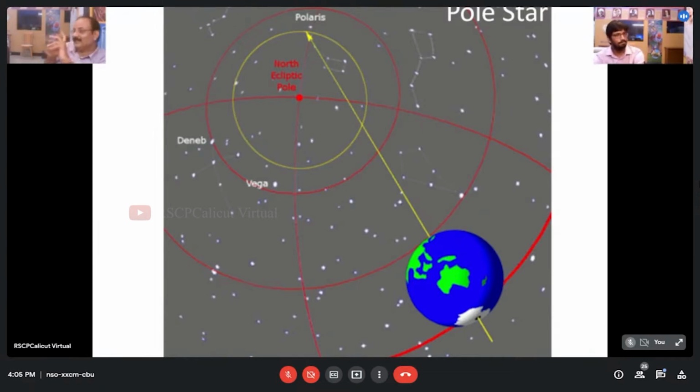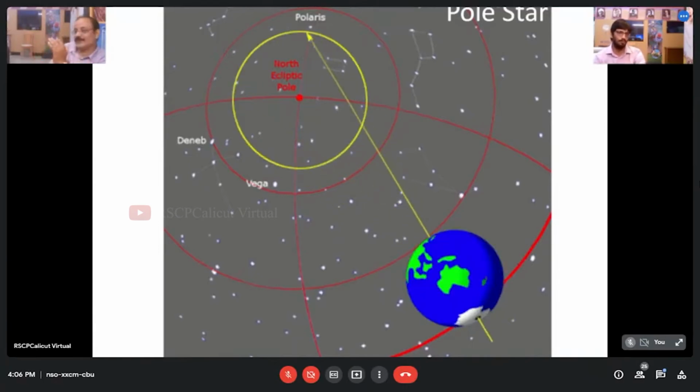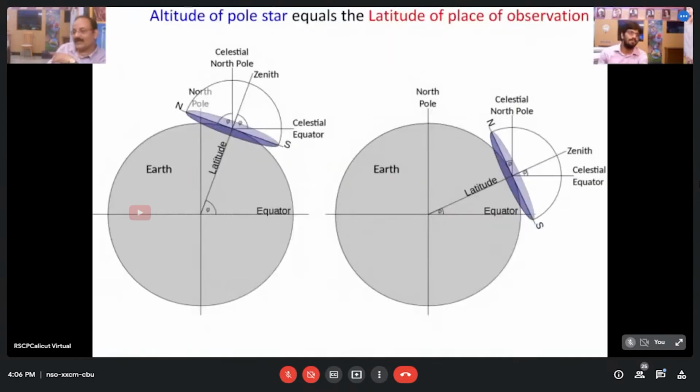So it wobbles also, as you were saying, due to precession and nutation. All these effects are there because of tidal motion, loss in energy, and all those things. So that is the concept of the pole star. Now this is a very important concept which we will be using for our discussion today.